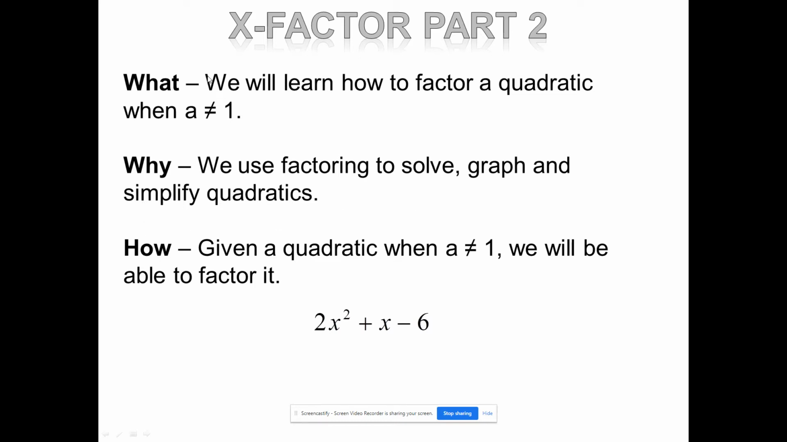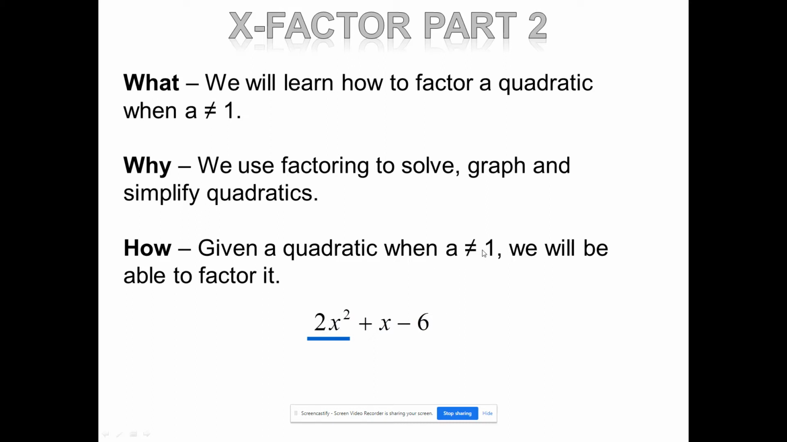How do we know if we've accomplished today's objective? Given a quadratic, one where a doesn't equal 1, we will be able to factor it. So this is what I'm talking about here. We have a quadratic because it's a square, and my a value, the number in front of x squared, is 2. So that is something that does not equal 1.